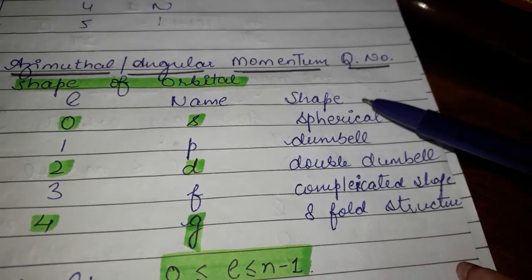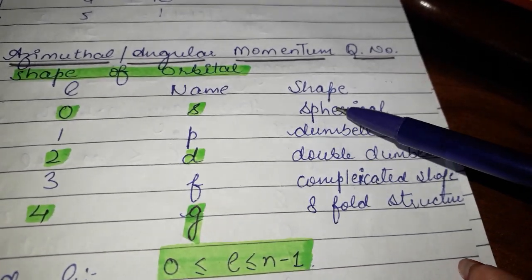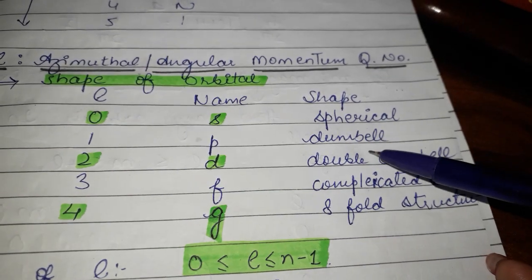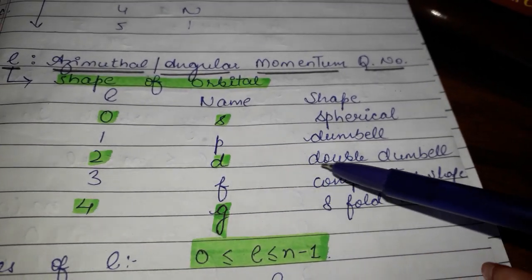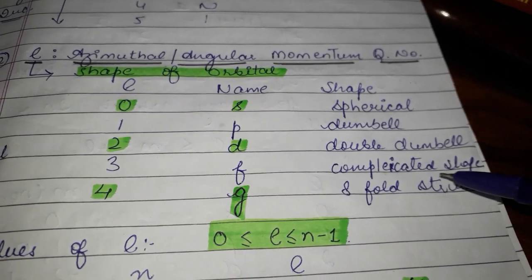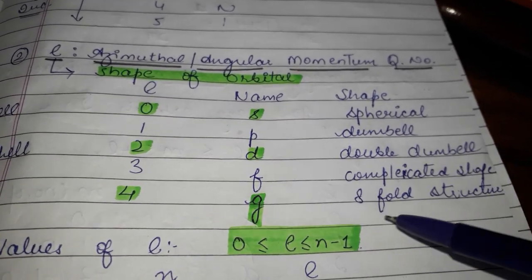Now the shapes. The shape of the S orbital is spherical. The shape of the P orbital is dumbbell. The shape of the D orbital is double dumbbell. The shape of the F orbital is complicated. And the shape of the G orbital is an 8-fold complicated structure.